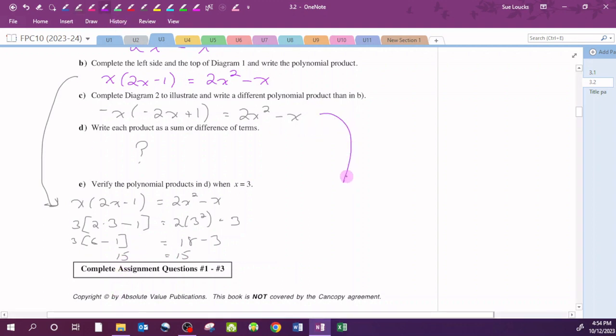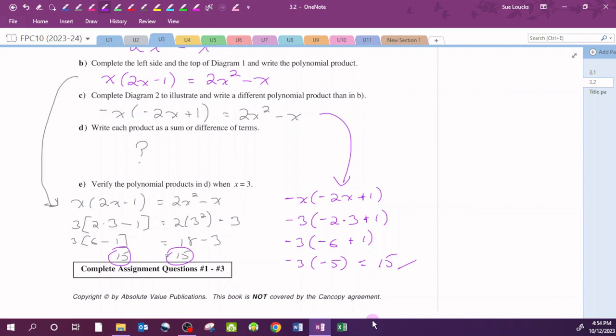And then let's do this one over here. So I already know that the 2x squared minus x is going to equal 15. So let's just do the other half. So I've got minus x times minus 2x plus 1. Put the 3's in for the x's. So I've got minus 3 times minus 2 times 3 plus 1. So negative 3. Negative 2 times 3 is negative 6 plus 1. And negative 3 times negative 6 plus 1 is negative 5, so that equals positive 15. So yeah, that still equals the 15 all across. So I verified that that is correct.